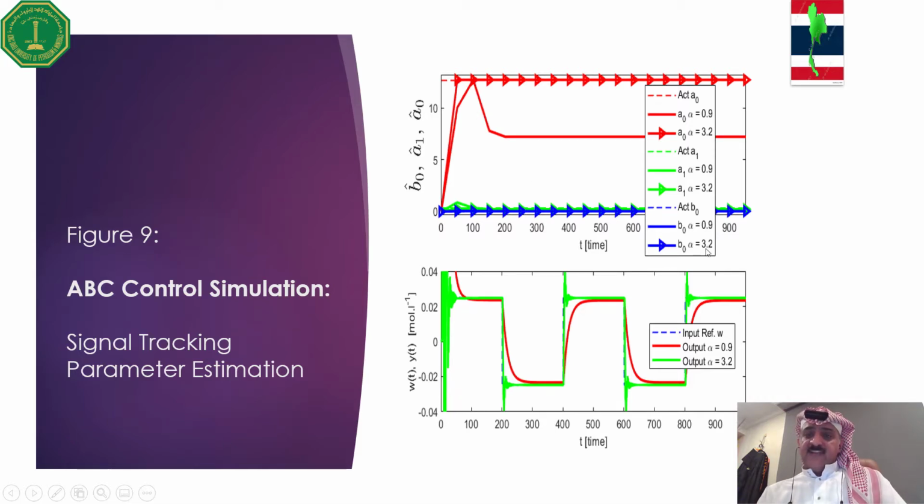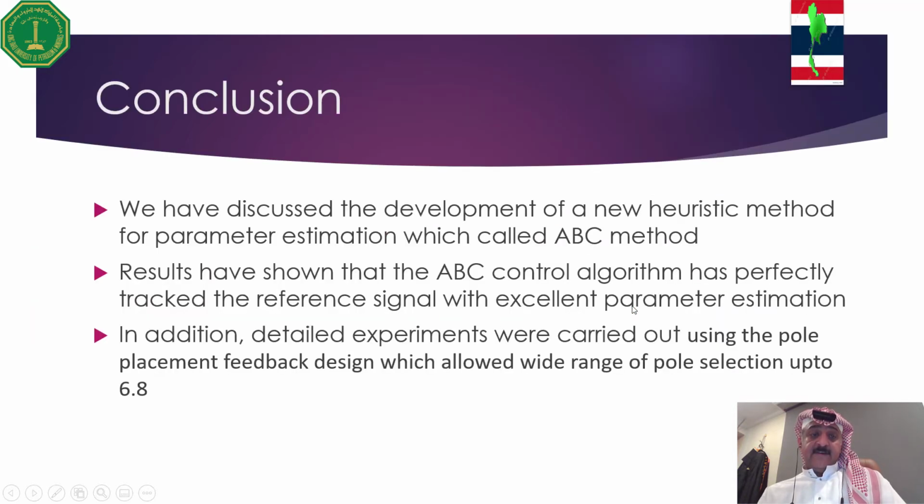We use two pole placements. One is high, at 3.2. The other one is 0.9. 3.2 gives the best solution. Again here, this one for 0.9 does not overshoot, but for 3.2 it overshoots. So this one is the signal tracking parameter.